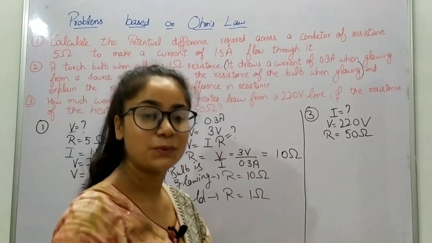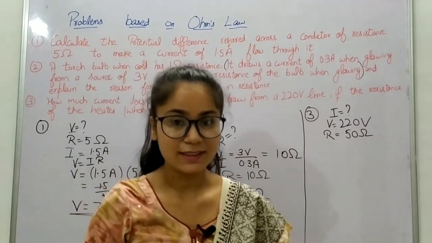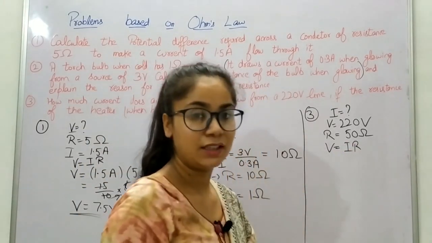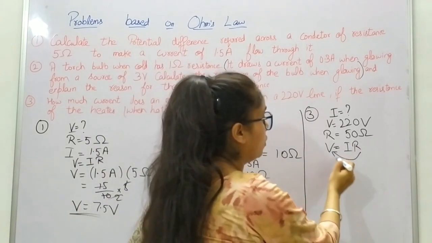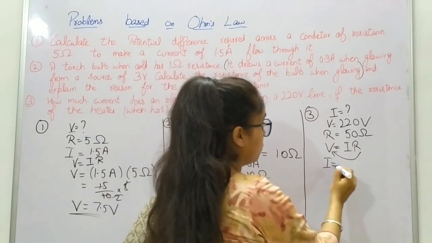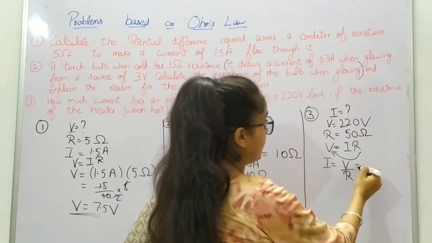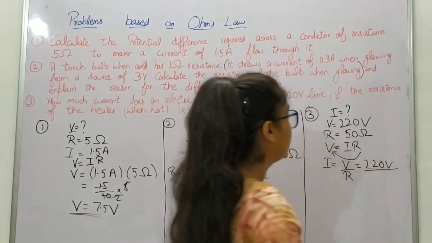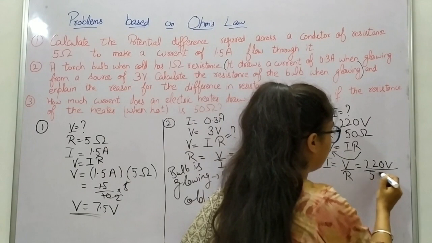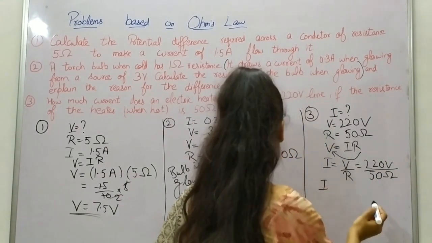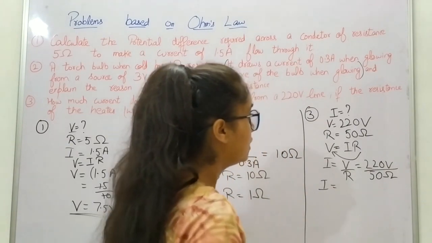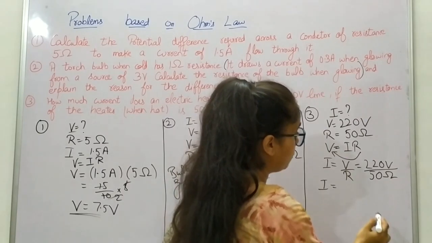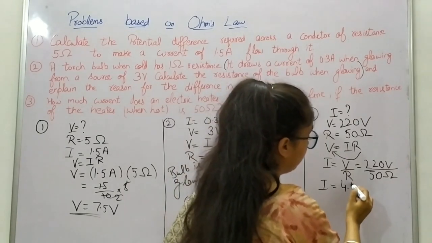You all know very well what we're going to do now. We're going to apply Ohm's law. What is Ohm's law? V equals IR. We are trying to find I, so R would go down here. So I equals V upon R. What is the value of V? It is 220 volt. And the value of resistance is 50 ohm. We are trying to find I here, so we're going to solve this mathematically. When we solve it, it would be 4.4 ampere.